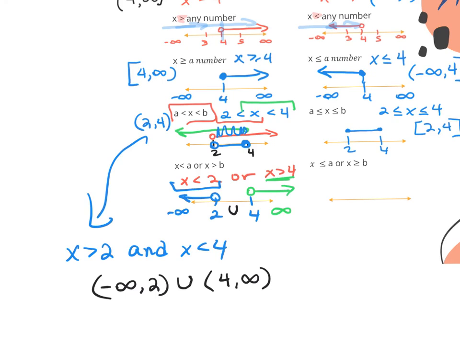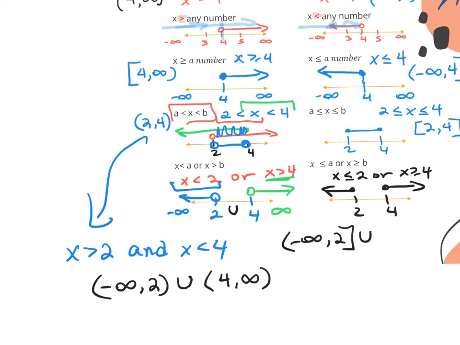represents. And then if I were to do the same numbers here, the only thing different would be a closed circle. And we would change the parentheses to brackets. So negative infinity up to 2. Remember, infinity always gets parentheses. And then 4 with a bracket to positive infinity. So this was just graphing the solutions and writing in interval notation.